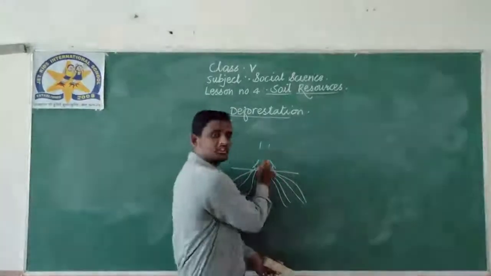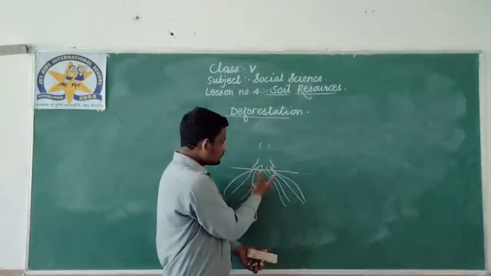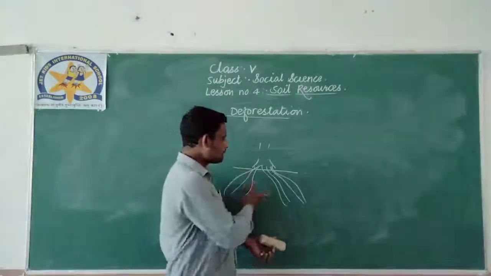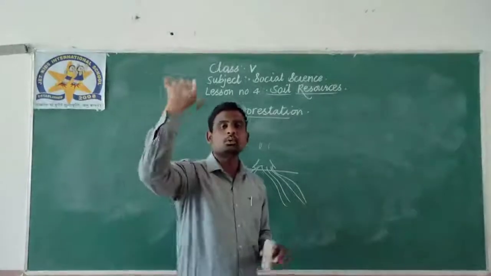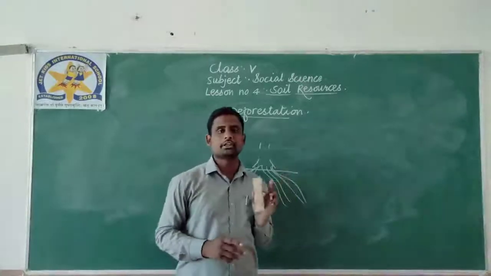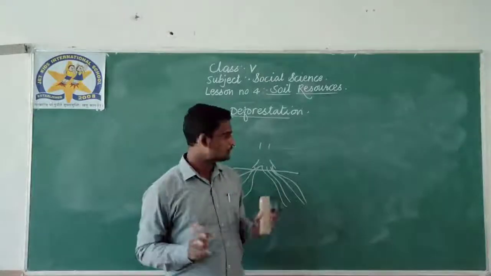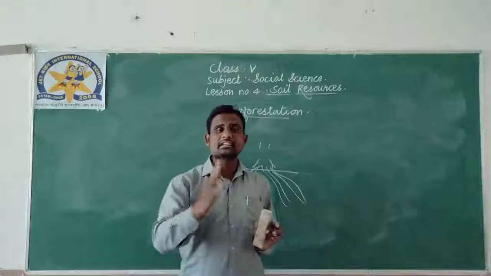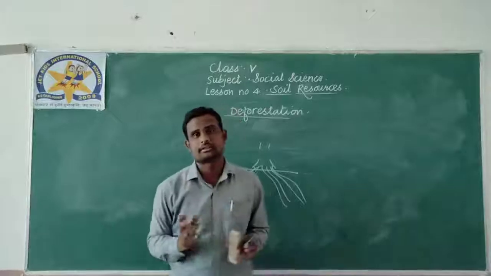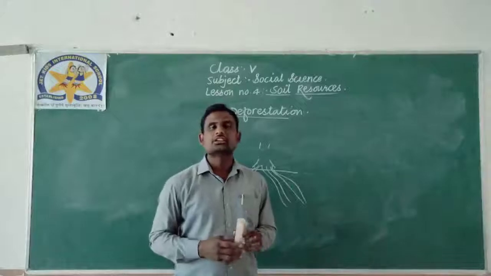But if we cut the tree, then what happens? The soil which was present here becomes loose. That soil can be easily blown away due to wind and water. So soil erosion will happen there, and that soil will lose its fertility. So plants and trees are very important for keeping the soil in one place. And deforestation means the process of cutting down trees. That is called deforestation.